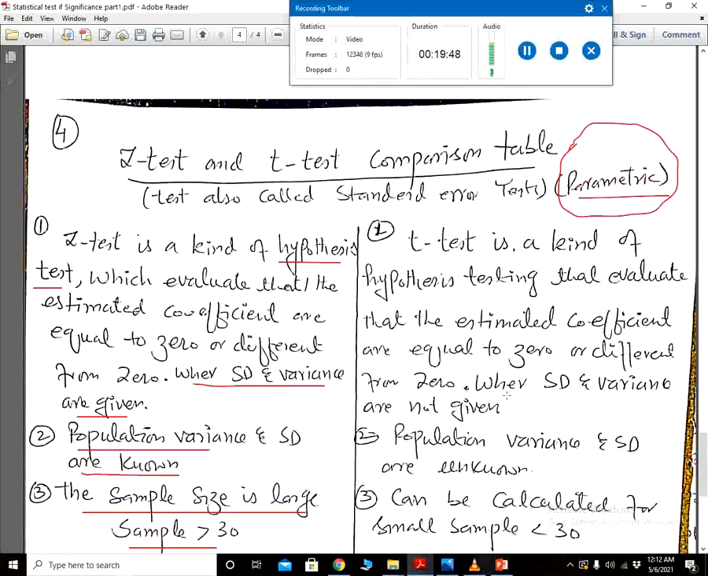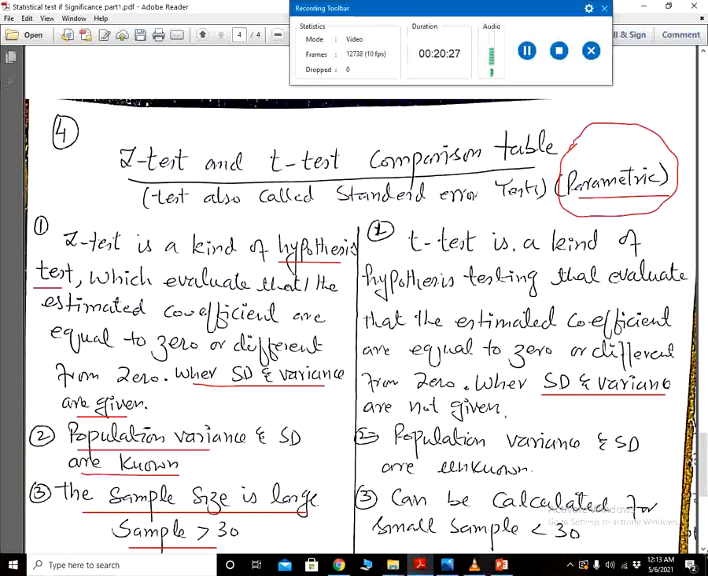Now we come toward the t-test. Both tests are parametric tests. The t-test is a kind of hypothesis testing that evaluates whether the estimated coefficient is equal to 0 or different from 0, where the standard deviation and variance are not given. This t-test also does the same hypothesis testing. If the coefficient is proved equal to 0, it means that this variable doesn't impact the dependent variable. If the coefficient is not equal to 0, then we state that it is positively or negatively impacting the dependent variable.